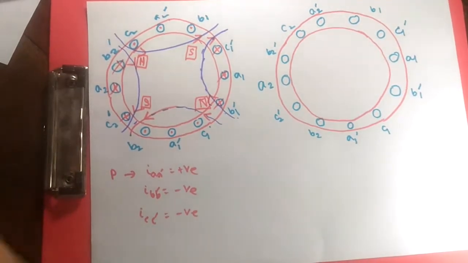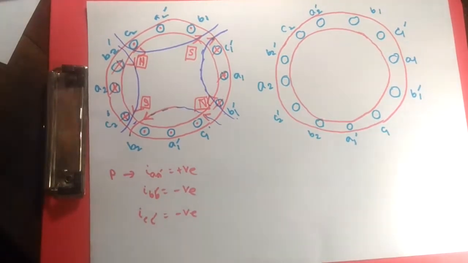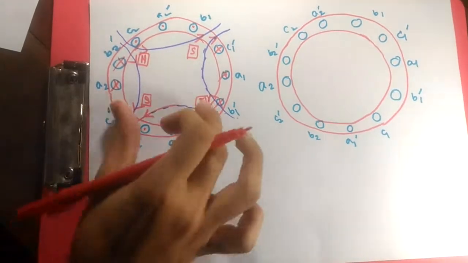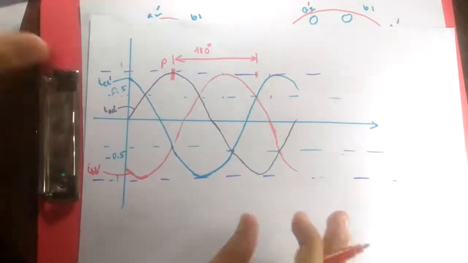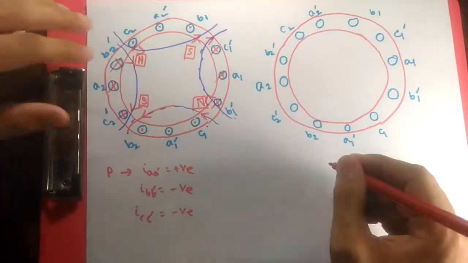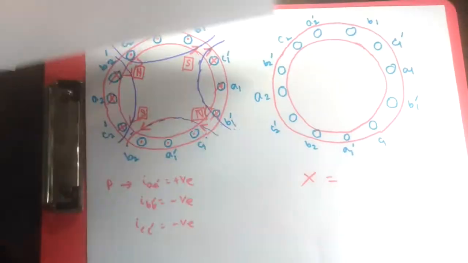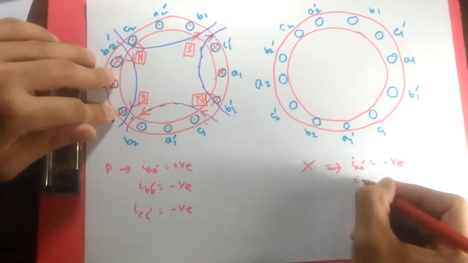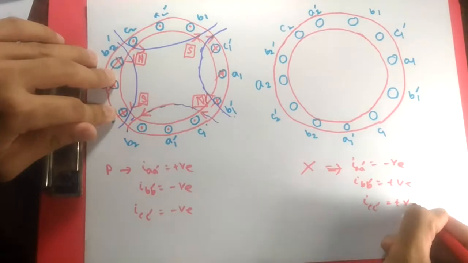To derive the relation between the electrical frequency and the rotational speed, just like the past video for two poles, we are going to see what happens to these magnetic poles at another time. We're going to consider the time after 180 degrees. After 180 degrees, the exact opposite situation is going to happen. We're going to call this moment x, and at x, I_AA' is going to be negative, I_BB' is going to be positive, and I_CC' is also going to be positive.